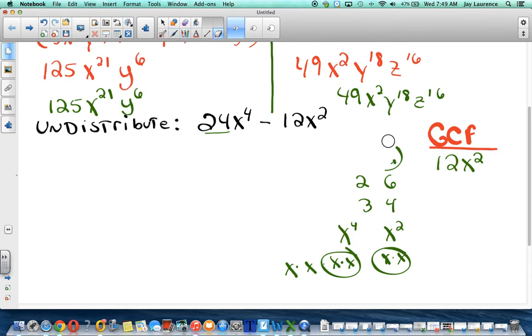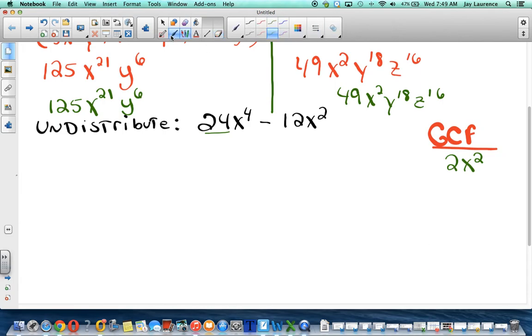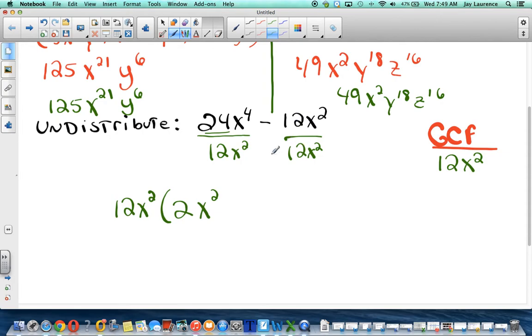Let me get a bigger eraser here. Oh no, I just changed my GCF accidentally. Sorry about that. So I'm going to divide both of these terms by the GCF. When I do that, the GCF comes out front because I'm undistributing. 24 divided by 12 is 2. x to the 4th divided by x squared is x squared. 12 divided by 12 is 1. x squared divided by x squared cancels, I get a 1.